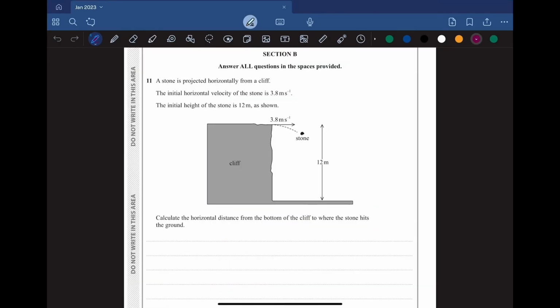A stone is projected horizontally from a cliff. The initial horizontal velocity of the stone is 3.8 meters per second. So we say this is the initial horizontal velocity. The initial height of the stone is 12 meters as shown. So the cliff from which the stone has been projected is 12 meters above the ground. The question says calculate the horizontal distance from the bottom of the cliff to where the stone hits the ground. So basically this is exactly the same typical projectile motion question that comes in the exam.